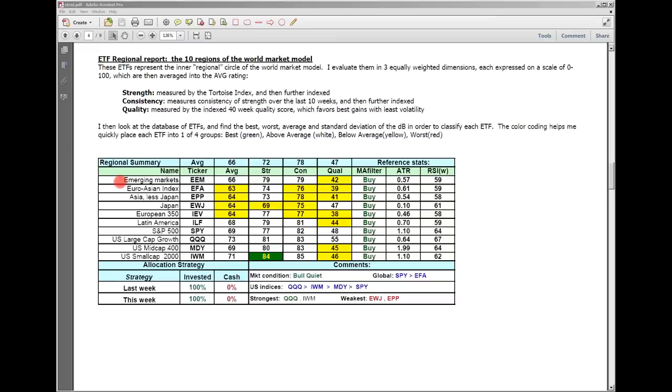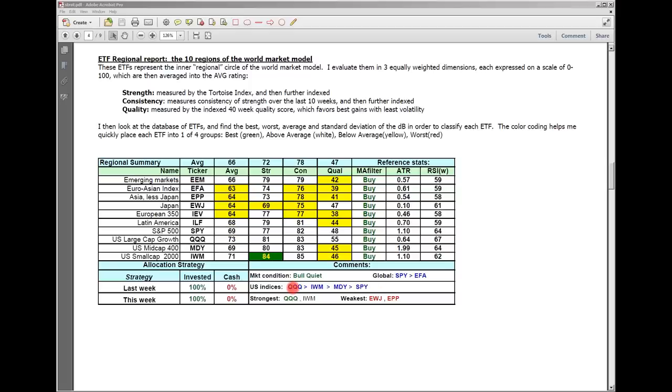Next up is a review of the ETF2 database. We have all 10 of the regional ETFs on a buy signal. Keeps us at 100% invested, 0% cash, same as last week. And again, just like last week, we're in bull quiet. The U.S. SPY is better than the rest of the world, EFA. In other words, 69 is better than 63.